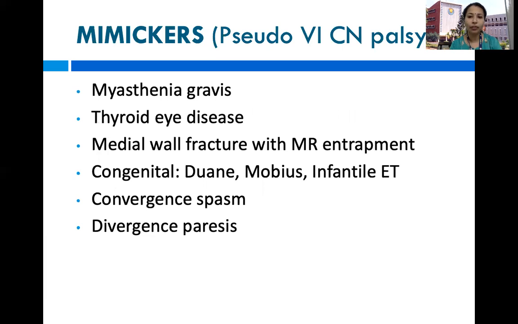Certain mimickers of sixth nerve palsy are also termed pseudo sixth nerve palsy, especially when it is bilateral. So you have to rule out myasthenia gravis, thyroid ophthalmopathy, and medial wall fracture with medial rectus entrapment, which can also lead to an abduction deficit. Congenital conditions like Duane syndrome, Mobius syndrome, or infantile esotropia, or sometimes just a convergent spasm or a divergent paresis, can mimic a bilateral sixth nerve palsy.